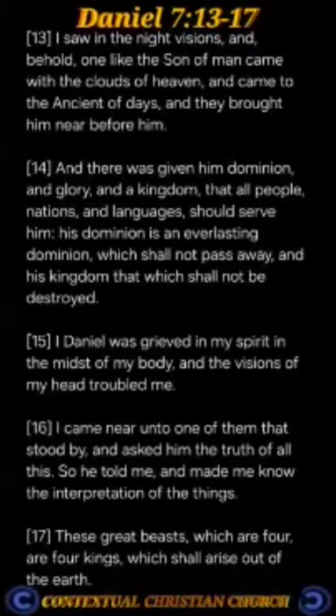Good. Oh yeah, you're right. Future tense. Sorry. All right. So, with that understanding, verse 17, these great beasts, which are four kings which shall arise out of the earth.